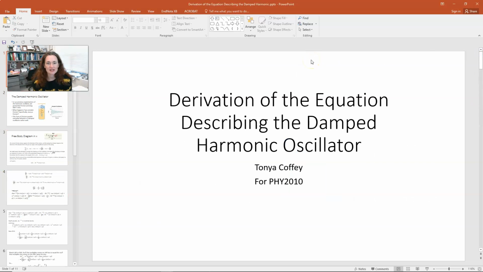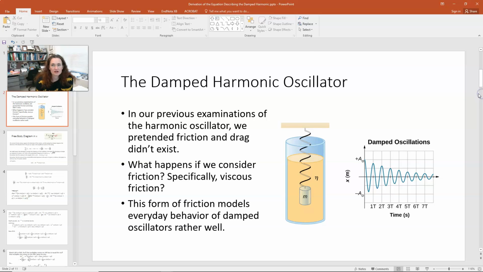So, in today's lecture, we're going to talk about the equation that describes the damped harmonic oscillator. Now, we've covered harmonic oscillators before, a lot, but we've always assumed that everything was perfect and that there was no friction or drag. We pretended it didn't exist, but of course in real life it does exist. So how are we going to model that mathematically, and what are we going to do?